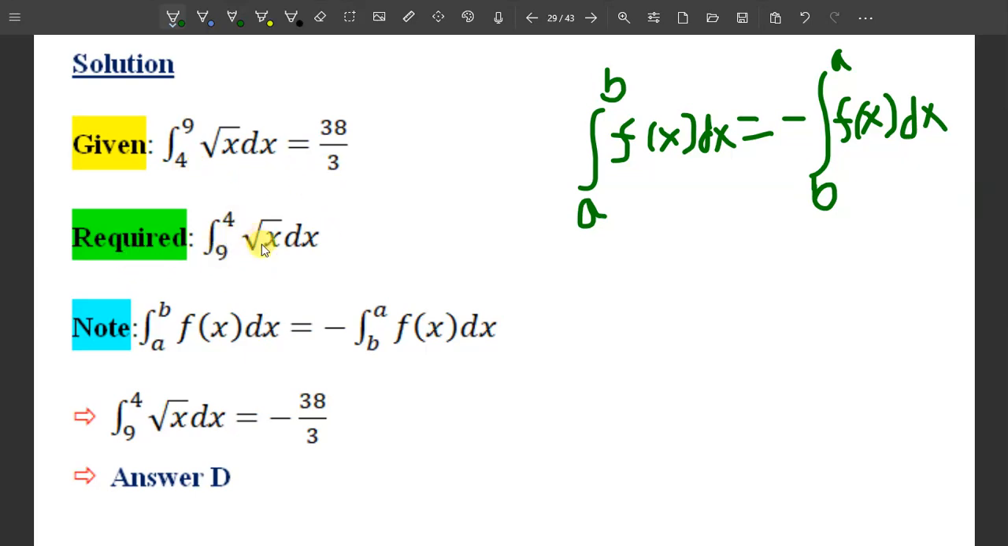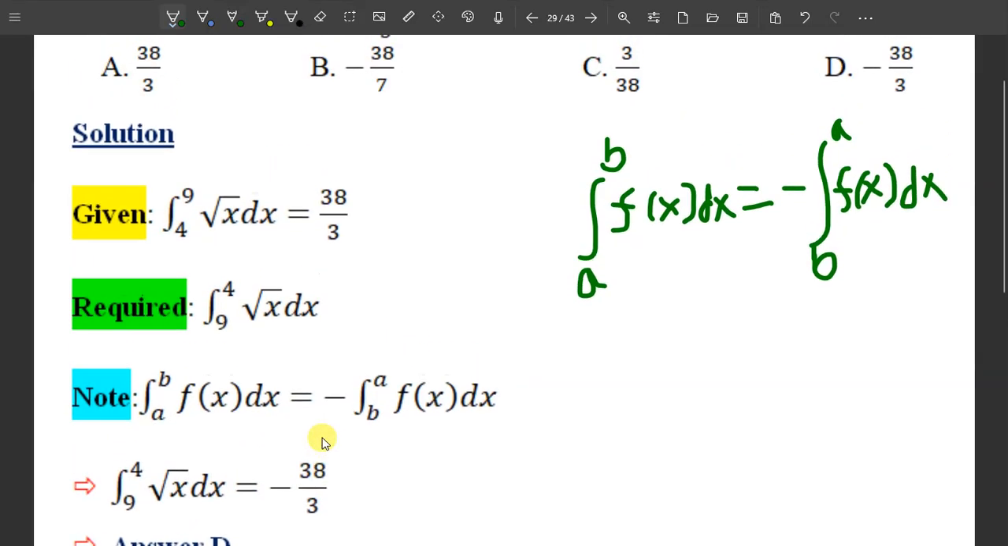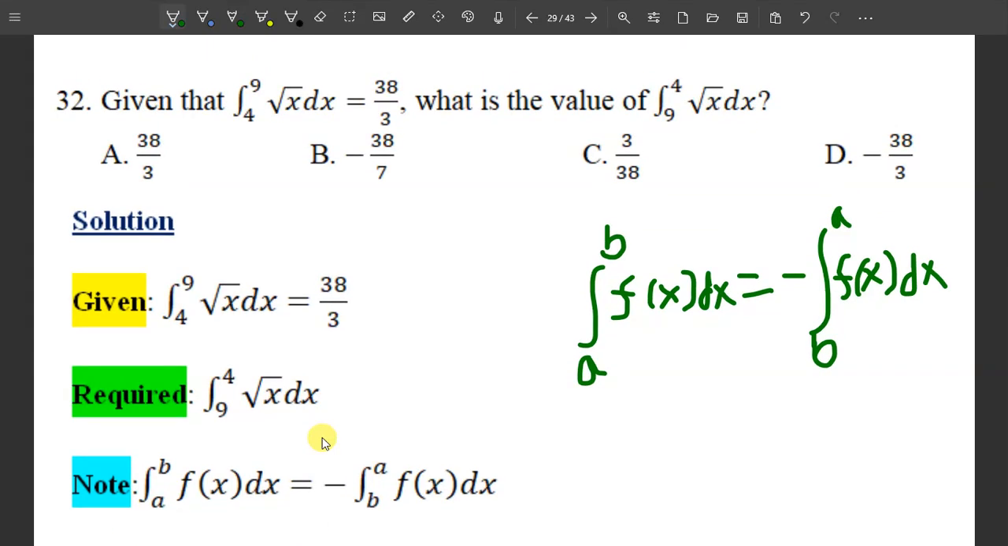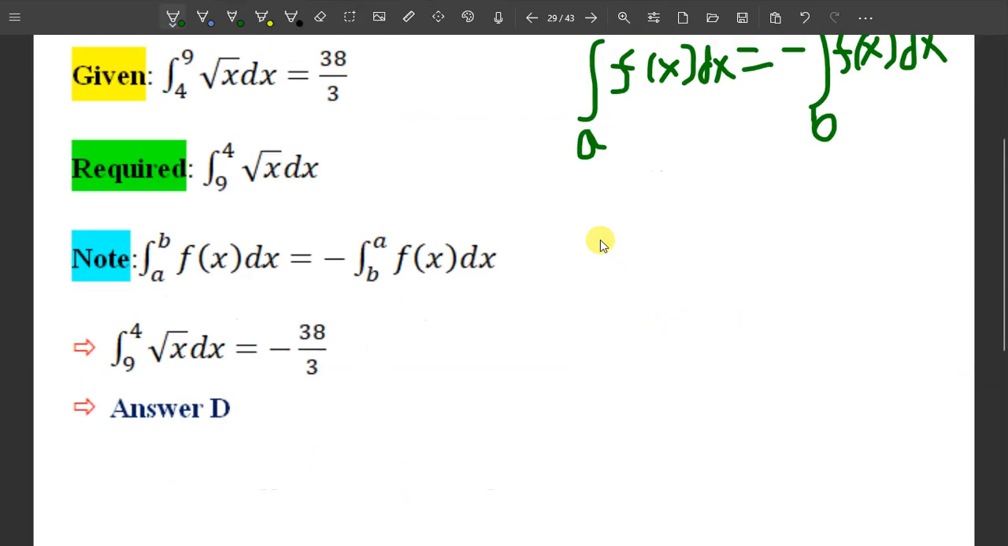The integral from 9 up to 4 of radical x dx is what is required, and therefore by the property of the definite integral, the integral from a up to b of f of x dx is always equal to minus the integral from b up to a of f of x dx. Therefore, the integral from 9 up to 4 of radical x dx will be minus 38 over 3. That is the solution. It looks simple, but it is tricky. Therefore, you need to know the property of integration. The answer is minus 38 over 3, and therefore D is the right choice.